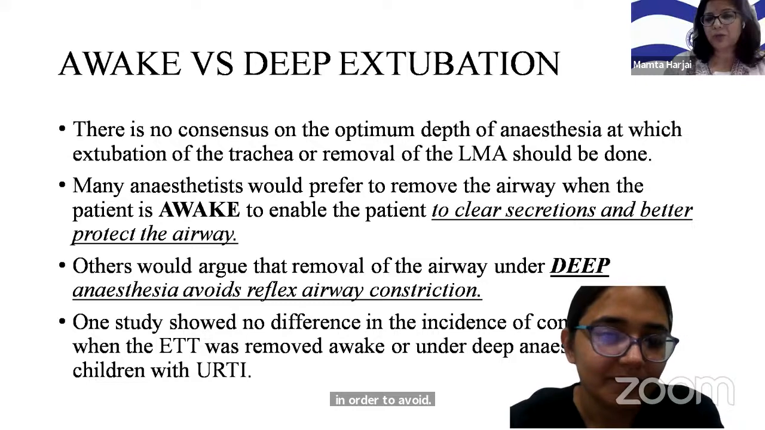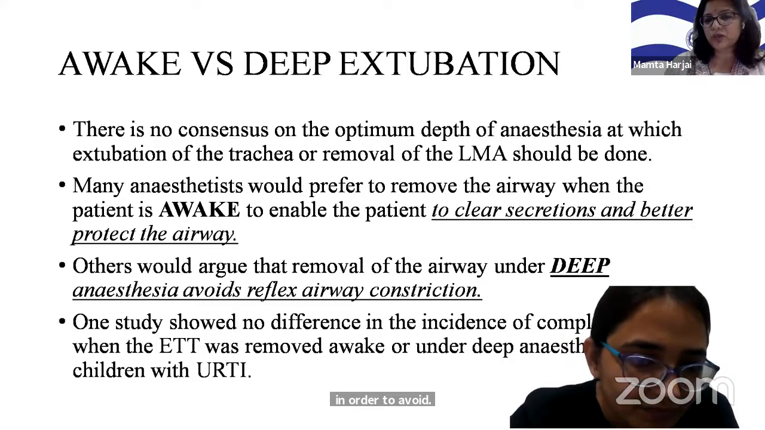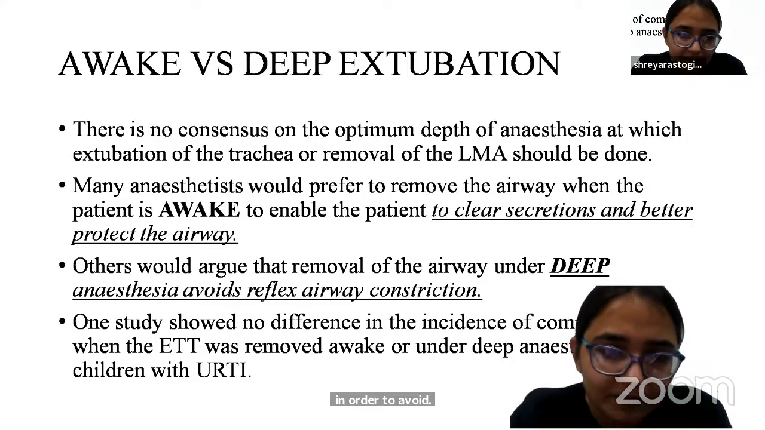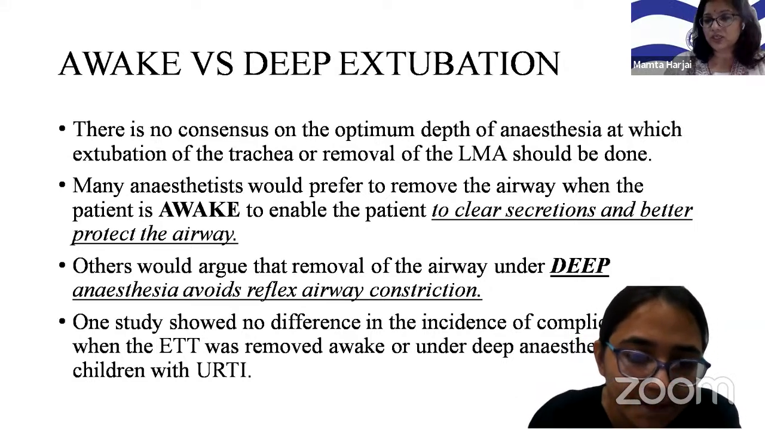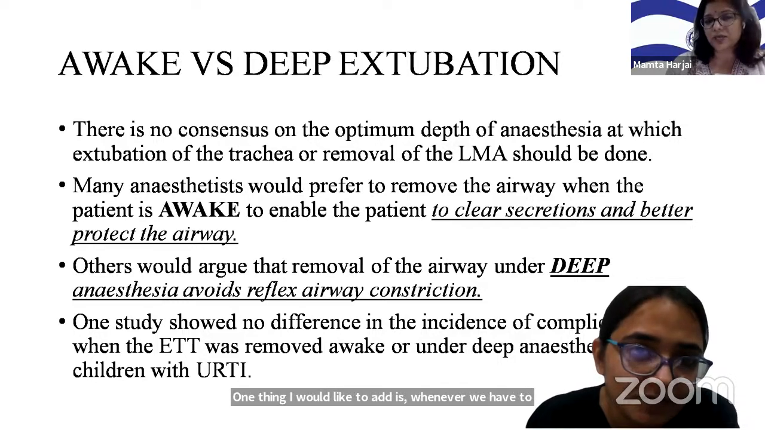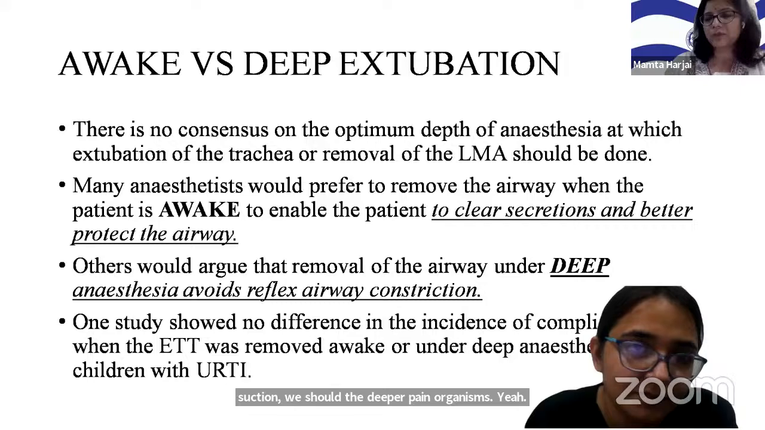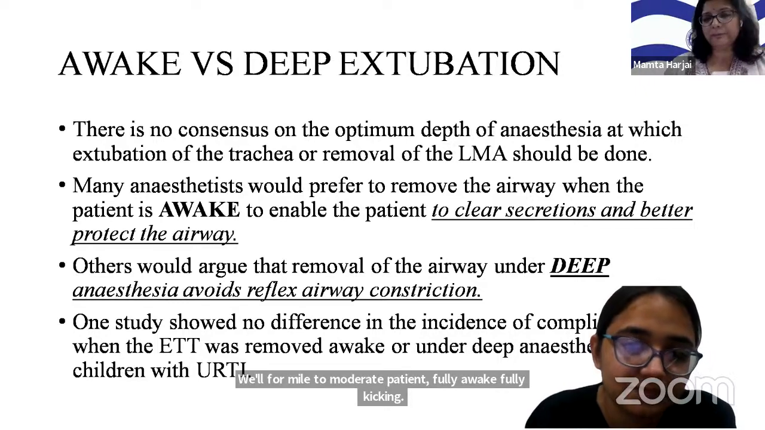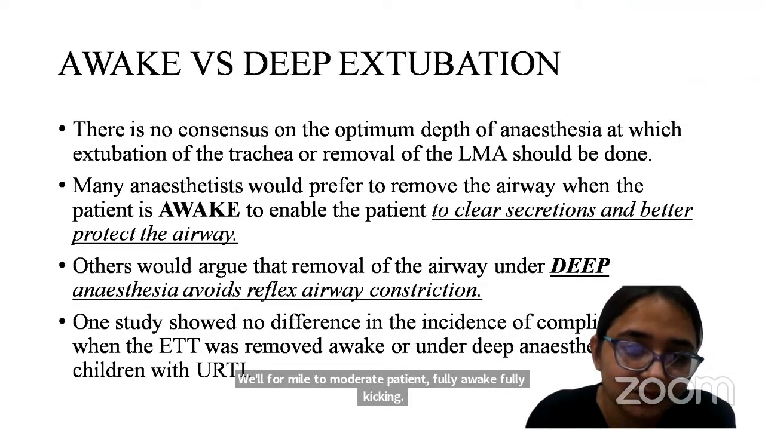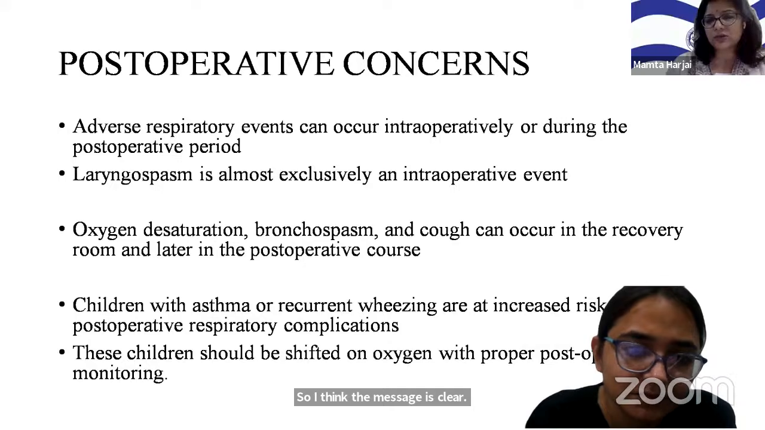So that means for the optimum depth of anesthesia for extubation of the trachea, there's no difference in the incidence of complications. One thing I would like to add is that whenever we have to suction these patients, we should suction in the deeper plane of anesthesia. Otherwise, for mild to moderate patients, they can be extubated fully awake, fully kicking. So I think the message is clear. Any post-operative concerns in such set of patients?